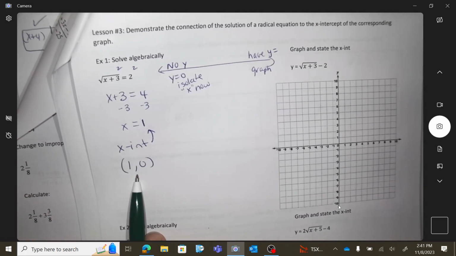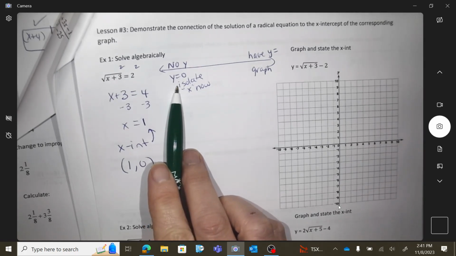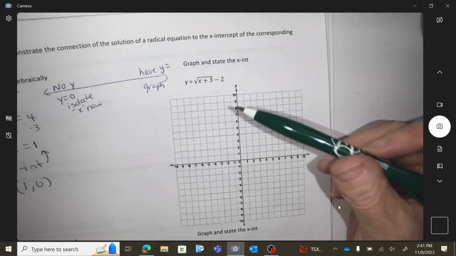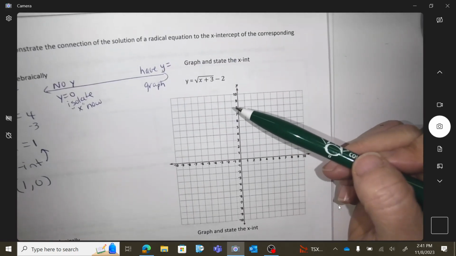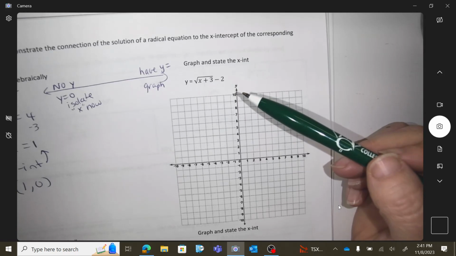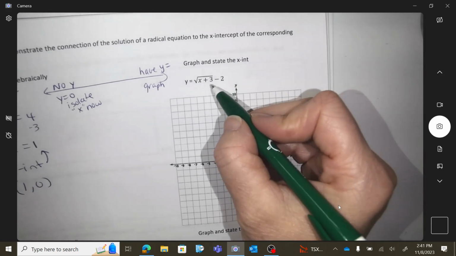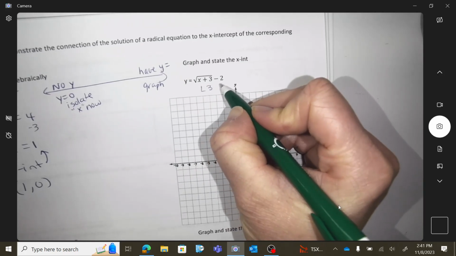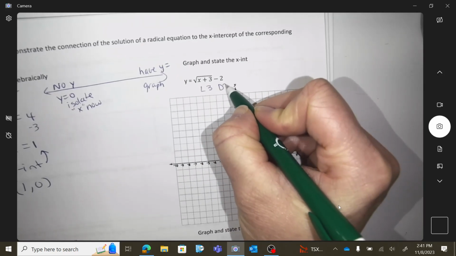That should be the x-intercept because we just talked about there was no y in there, so the y was 0. Okay, graph this. What kinds of moves are you going to do to get to your starting point? 3 to the left, 3, and down 2.